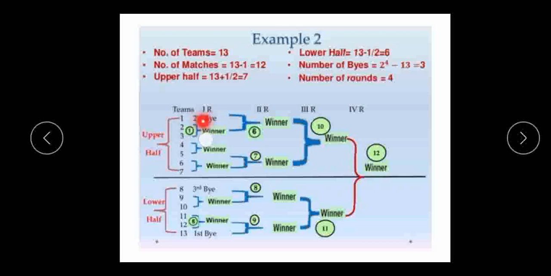In the first round, the first team gets the bye, so they will not play the first round. The second and third teams play the match. Then the third and fourth teams play. 6 plays 7. The 8 number team gets the third bye, so they will not play the first round. 9 plays 10. After that 11 plays 12, and one team is the winner here.